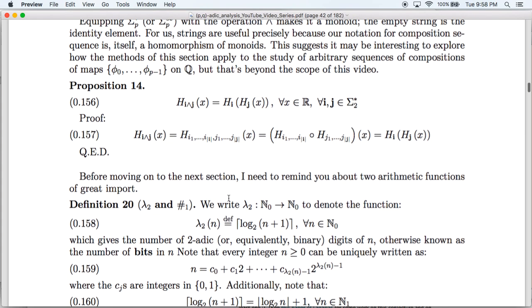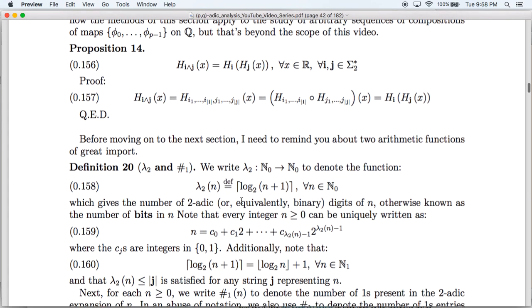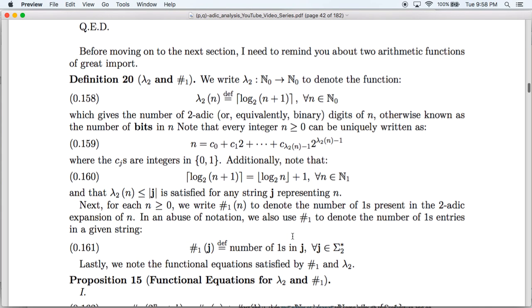Before moving to the next section, I just need to remind you of two important arithmetic functions. First, we have the number of bits, lambda 2 of n, which is the number of 2-adic digits in n, and any integer n greater than or equal to 0 can be uniquely written like this, with zeros and ones as the c's. And note that lambda 2 of n is always going to be less than or equal to the length of any string representing n. In particular, the shortest string j which represents n is going to have a length of lambda 2 of n.